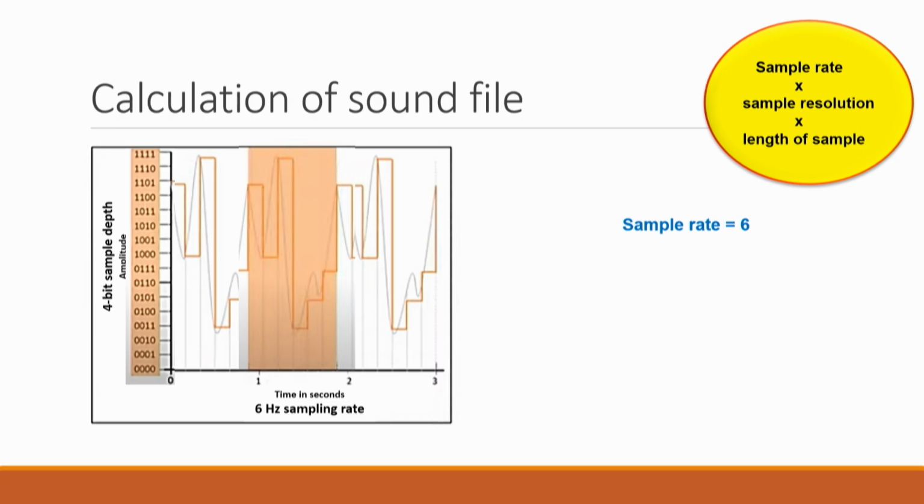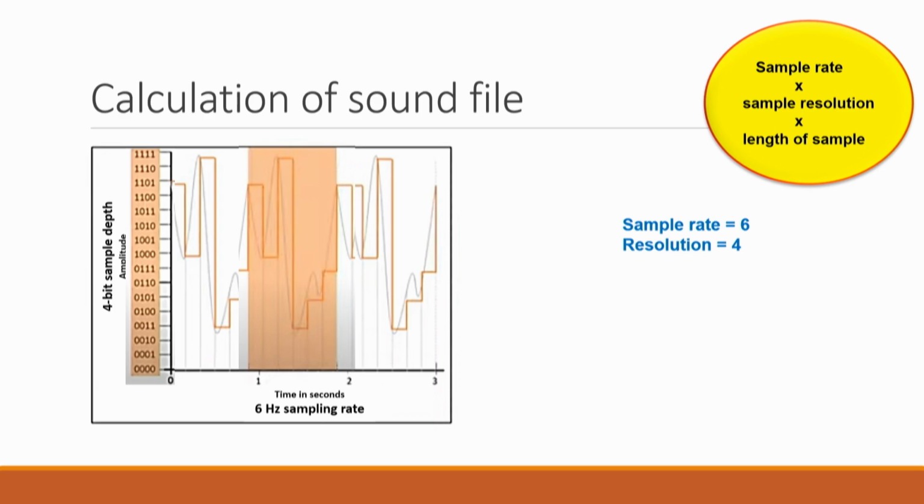We multiply it by the resolution. This is the sample depth, sometimes known as the amplitude. This is the number of bits which are being captured at every single sample. We can see here there are 16 various graduations on the left-hand side which the sound can be captured at, and those 16 variations can be captured in 4 bits from 0000 to 1111. So, we have a resolution of 4 bits.